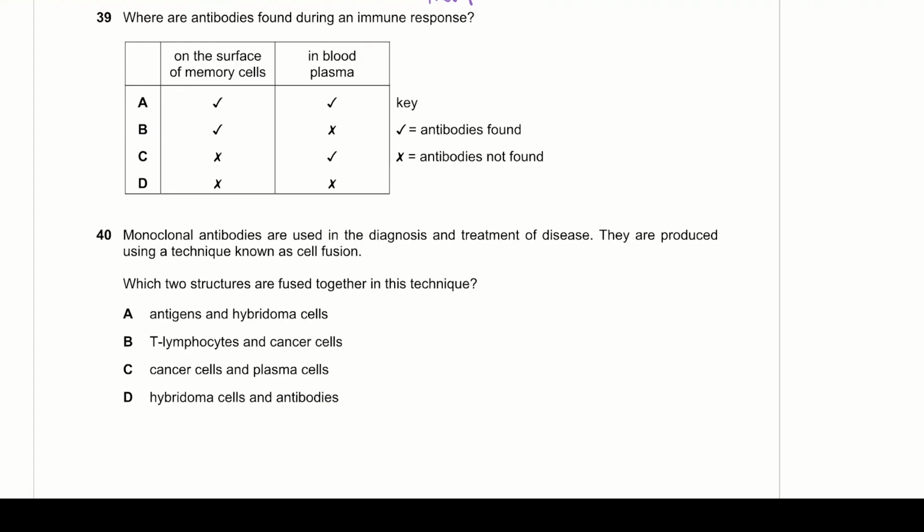39. Where are antibodies found during an immune response? When B lymphocytes mature, the gene inside the nucleus coding for that antibody is used to create B cell receptors. So that antibody gene is used to also create those receptors. So we can say that antibodies are also found on the surface of memory cells and in blood plasma. We all know that this is correct because B cells secrete antibodies in the blood plasma, and this is how they are transmitted in the body. So A is going to be correct.